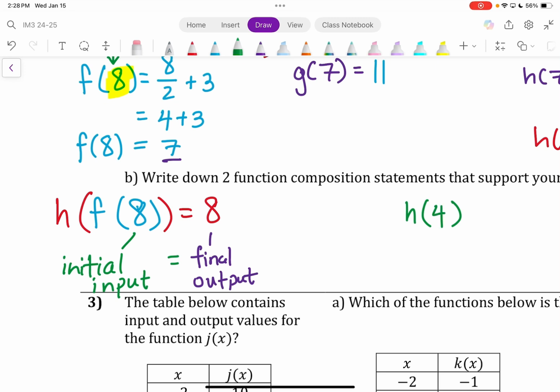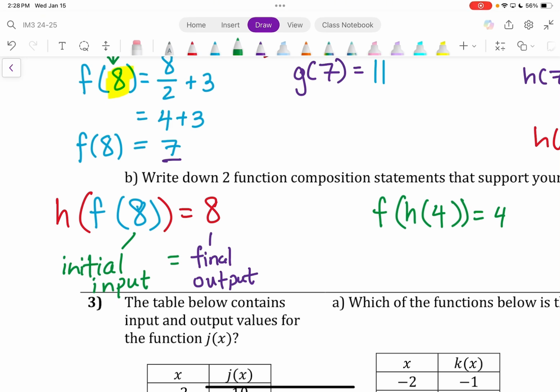H of 4, let's say we were to plug that into f, so that we would have the following statement: f of h of 4. What is the output supposed to be? The output, so that this is considered an inverse function, is supposed to be the same, which means that it has to equal 4.